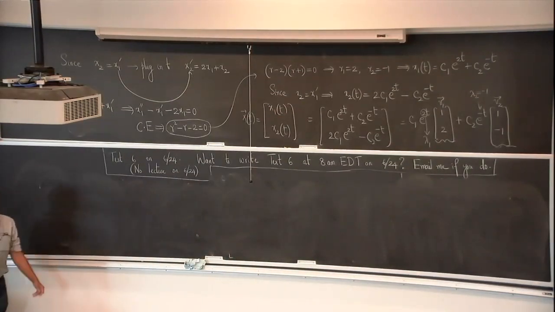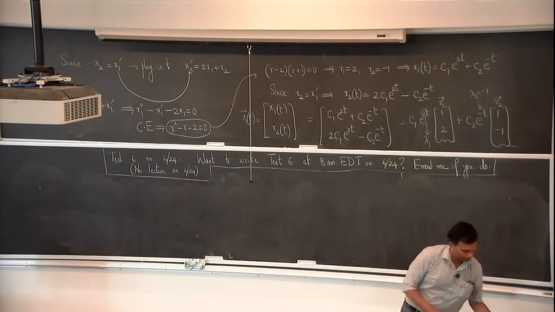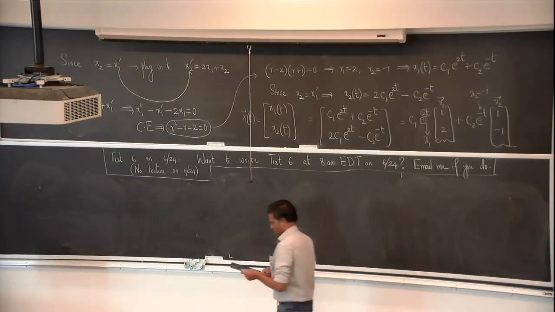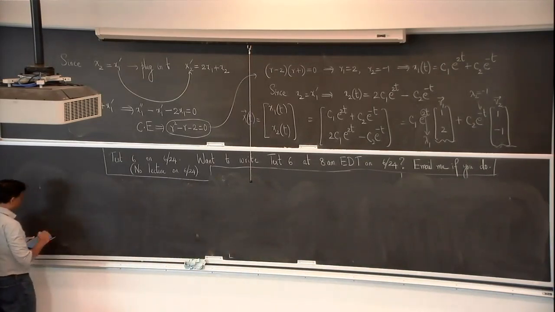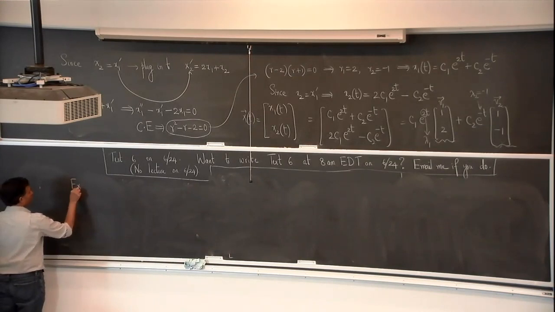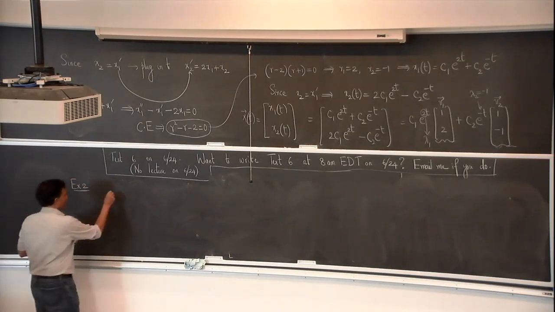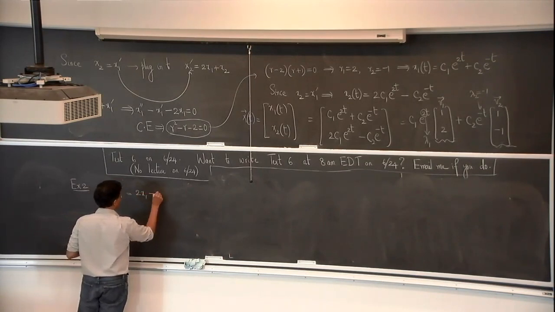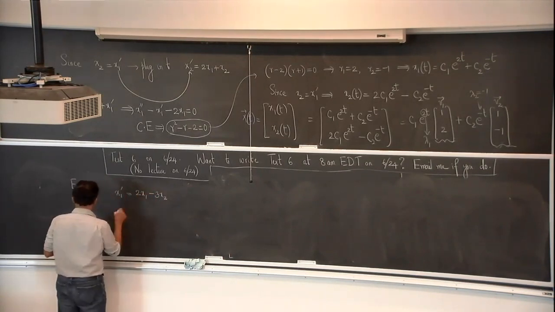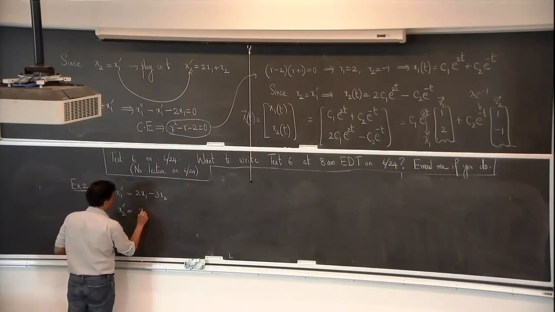Okay, example 2. Example 2 has a very unique way of solving, which I'll show you, but once again, our objective is to motivate you into sticking with eigenvalues. So x1 prime equal to 2x1 minus 3x2, and x2 prime equal to x1 minus 2x2.